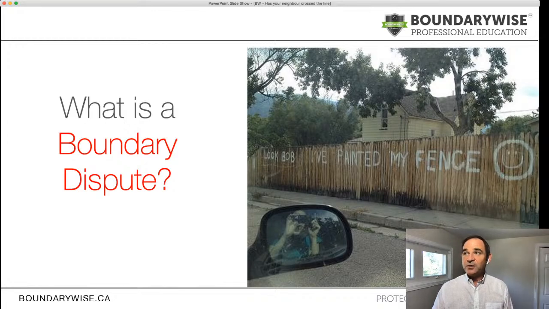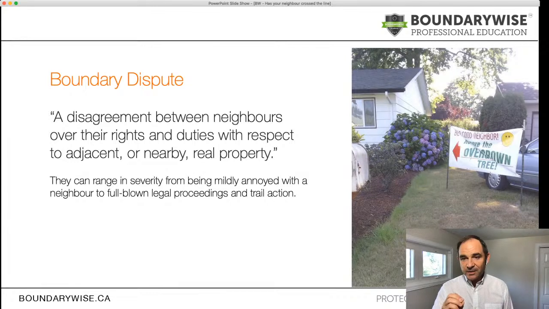So let's talk about what a boundary dispute actually is. Fundamentally speaking, a boundary dispute is a disagreement between neighbors over their rights and duties with respect to adjacent or nearby land, real property. More to the point, it's about a disagreement over where the boundary is. If you both agree where the boundary is, then it's rare that you're going to have a boundary dispute. And what's interesting about boundary disputes is that they can range in severity from a mild annoyance with your neighbor, their trees grow and the branches are overhanging, you don't like them because it causes shade over your garden or drops pine needles or whatever into your pool, to full-blown legal proceedings.